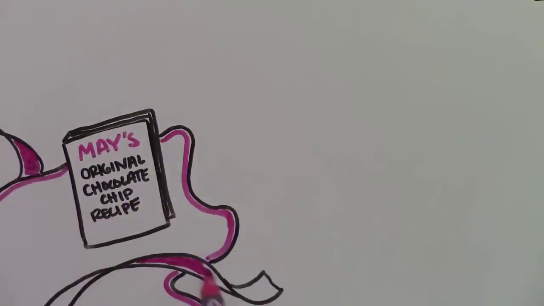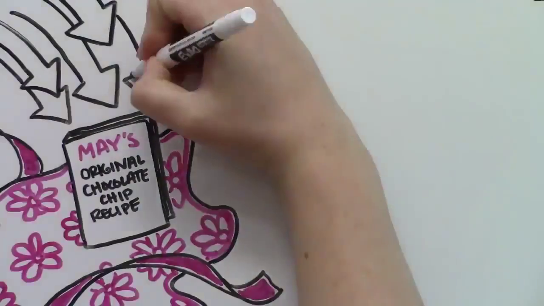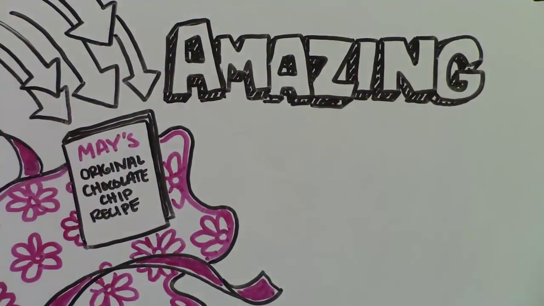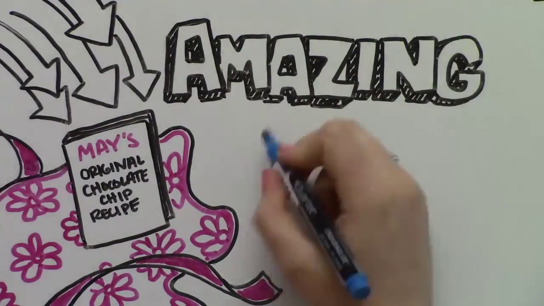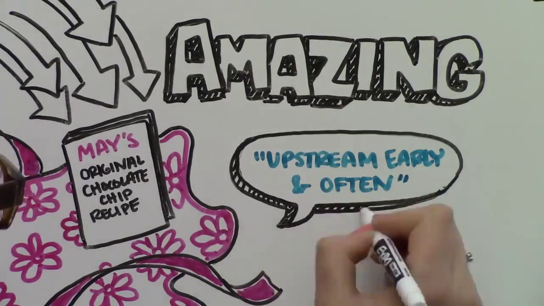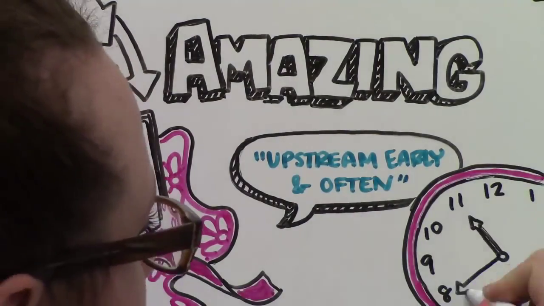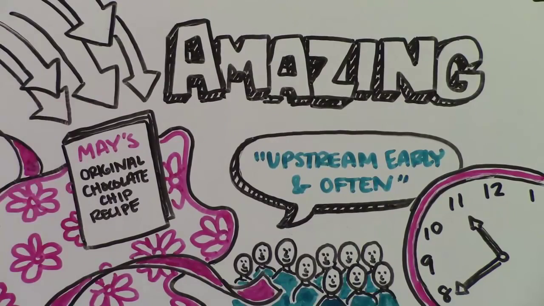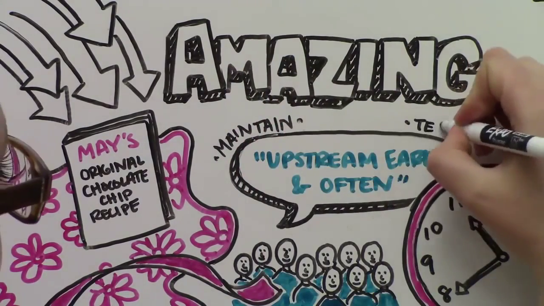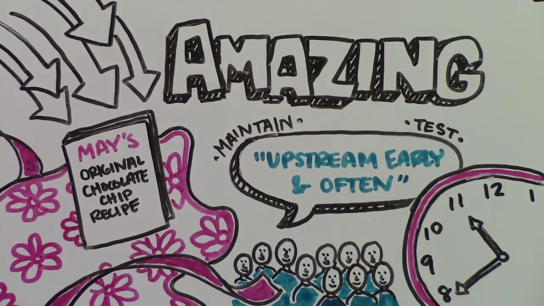The benefits of incorporating your changes into the original recipe are pretty amazing, leading to the popular open source motto, upstream early and often. The sooner you upstream, the sooner the community can back you up, not only by maintaining the recipe, but also by testing it in as many configurations as there are community members using it.